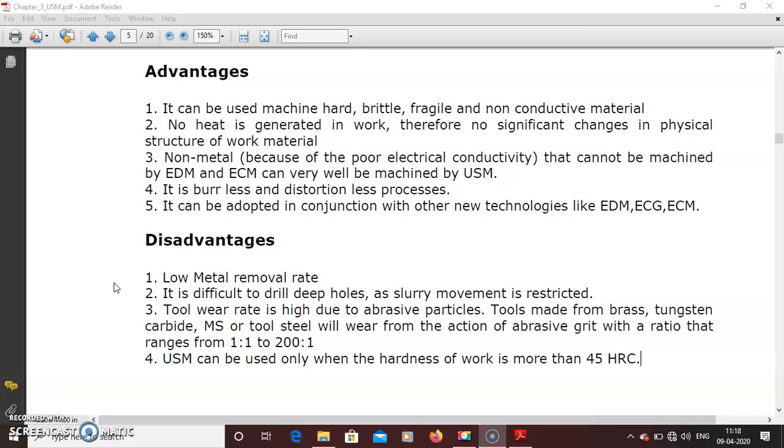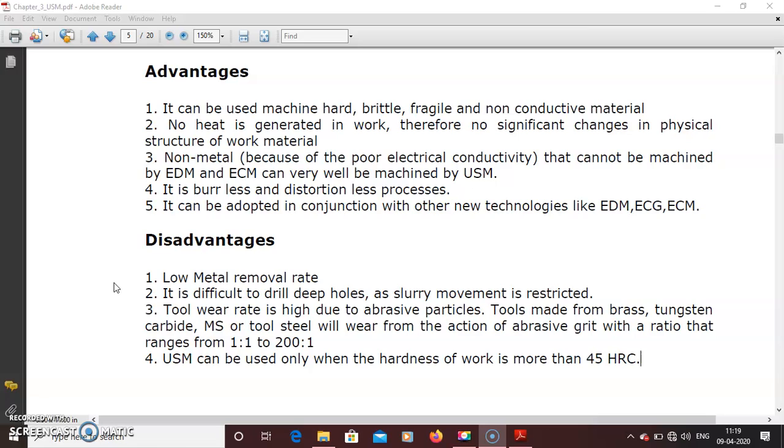Here we have advantages and disadvantages. It can be used to machine hard, brittle, fragile and non-conductive material. No heat is generated in the work, therefore no significant change in the physical structure of the workpiece. As we are using the slurry, there is no direct contact between the tool and workpiece. So no heat is generated during the machining operation, so no change in the physical structure. Non-metals, because of poor electric conductivity, that cannot be machined by EDM or ECM, can very well be machined by the ultrasonic machining process.